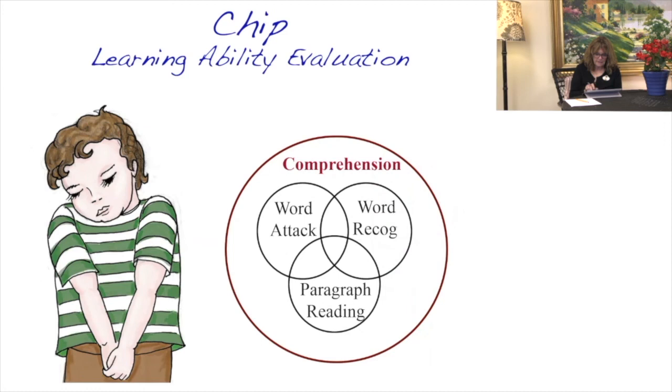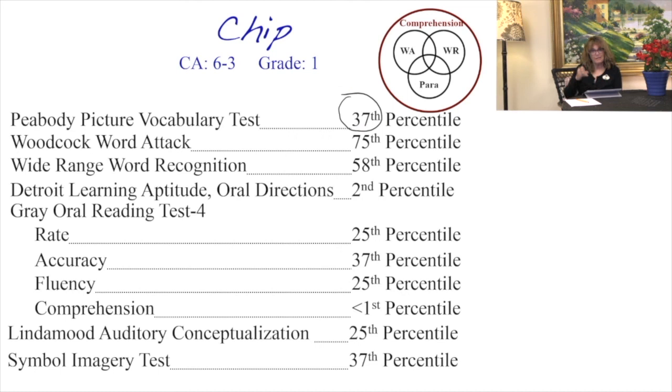First of all, we see that he does not have massive strength in oral vocabulary, but it's within the normal range. His word attack skills, 75th percentile. His word recognition skills, 58th percentile. What's interesting about this is look how much higher those are than his ability to understand the meaning of words. Now we can really see what's happening with Chip.